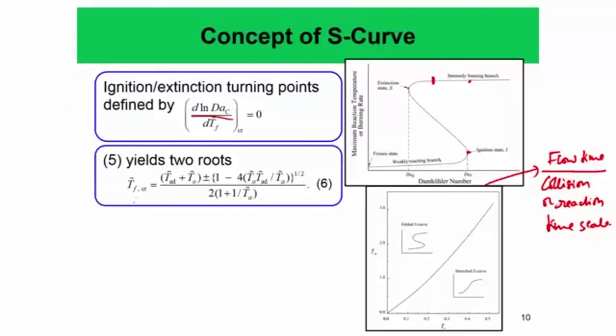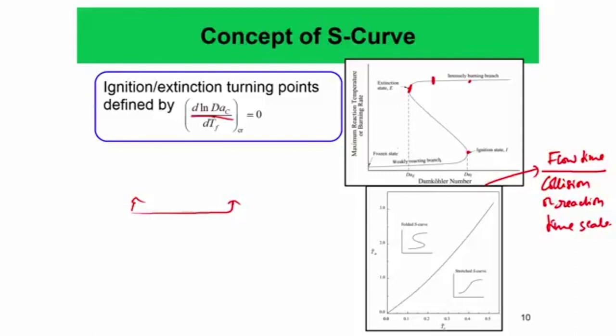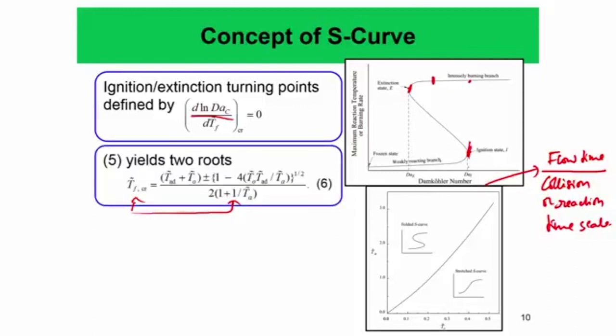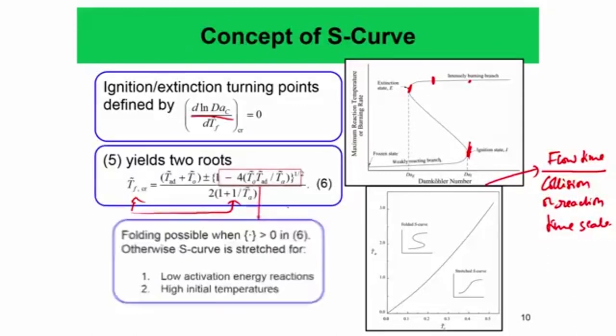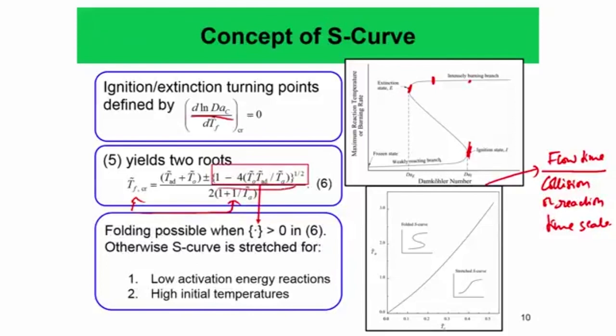And then there is another thing: there can be a folded S curve, or this S shape may be lost. The reason is that this critical ignition temperature has two roots. This is basically the tangency condition of damköhler number with temperature, giving these two roots. But under the condition where you may not have roots, that is, if this becomes imaginary, then you do not have roots, and it can become imaginary under two conditions.